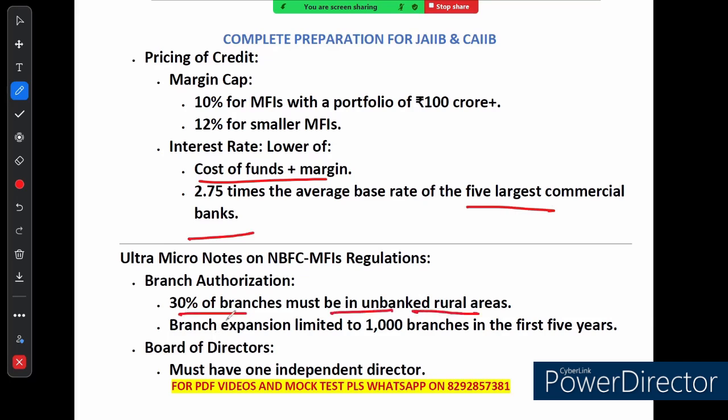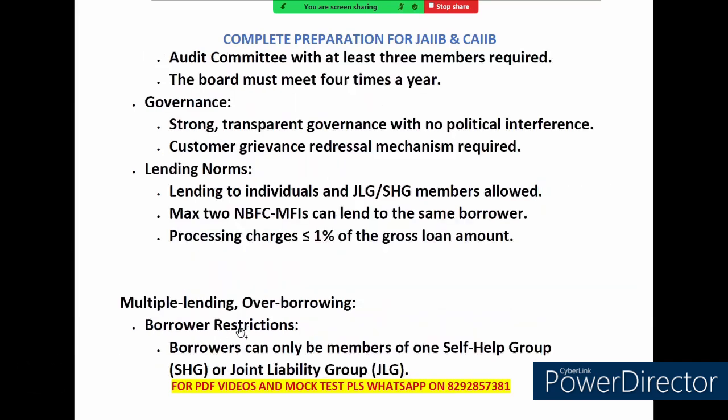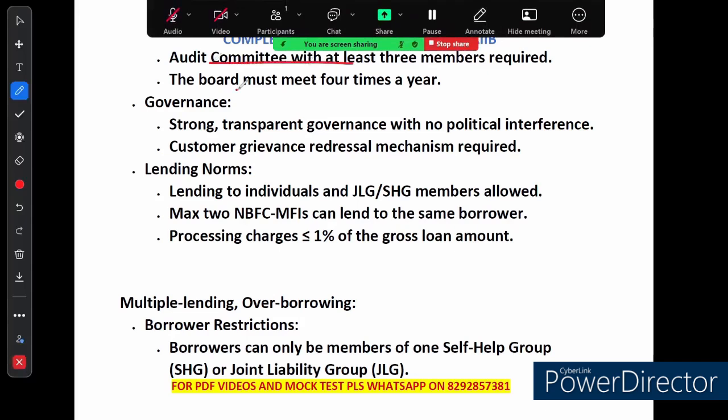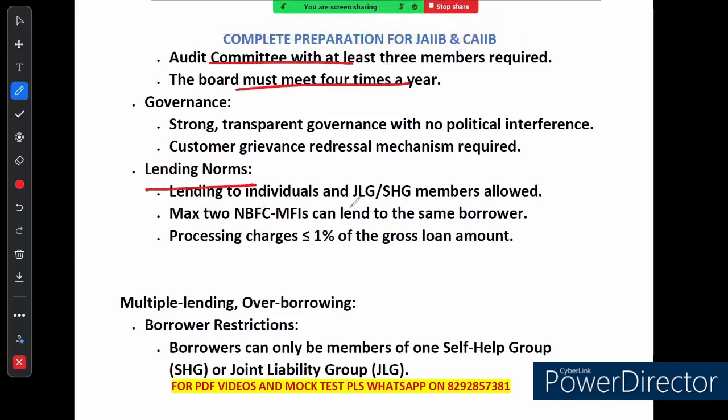in the first 5 years they can only expand to 1000 branches. Now if we talk about governance and lending norms, NBFC MFIs need to have good governance, meaning they should be transparent and free from political interference. Their board of directors must include one independent director and an audit committee with at least 3 members. You can see written here, an audit committee with at least 3 members is required, and the board must meet at least 4 times a year. If you talk about the lending rule, they can lend to individuals as well as joint liability groups as well as self-help groups. Only a maximum of 2 NBFC MFIs can give loans to the same borrower, and the processing charge should be no more than 1% of the total loan amount.